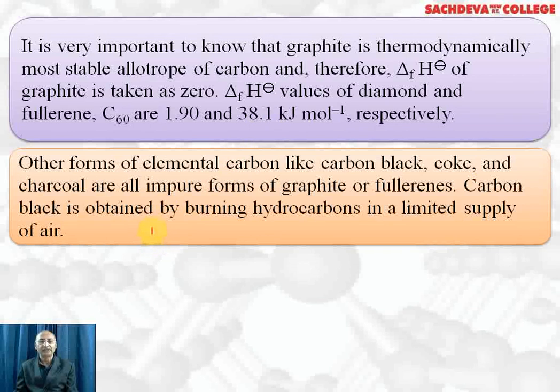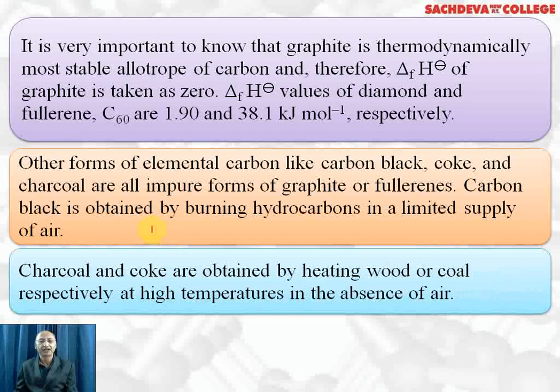Carbon black is obtained by burning hydrocarbons in a limited supply of air. It is commonly called kajal. It is also used in printing inks. It is used as a filler in rubber to make it hard. Charcoal and coke are obtained by heating wood or coal respectively at high temperature in absence of air. Coke is used as a reducing agent, charcoal is used in gas masks, and animal charcoal is used for removing unwanted color.